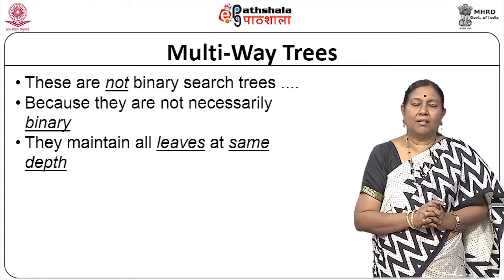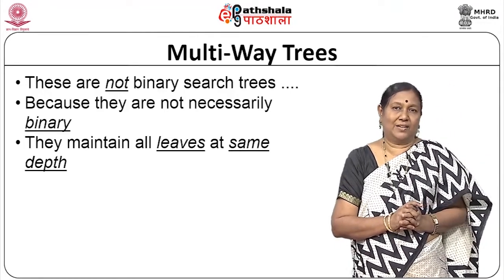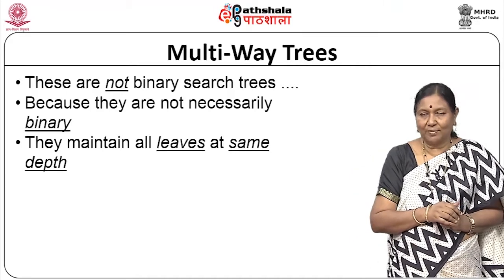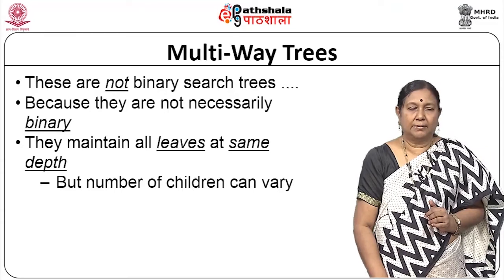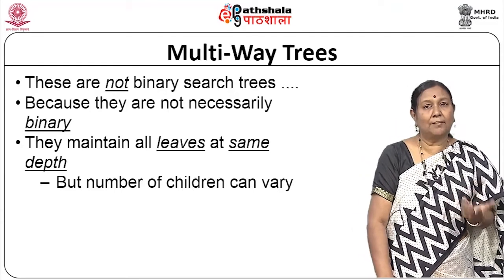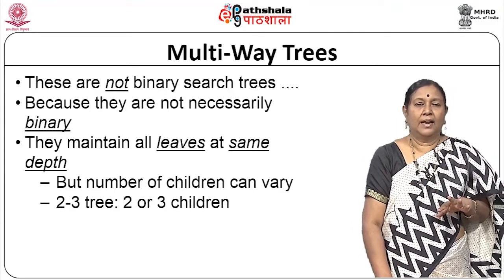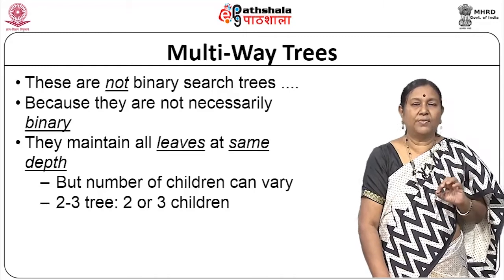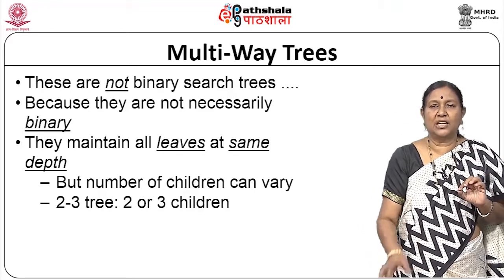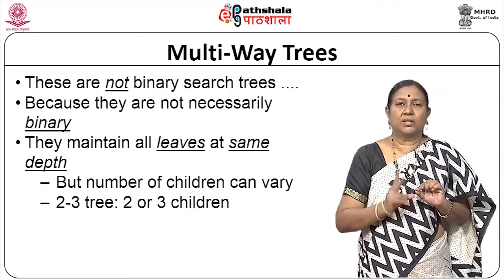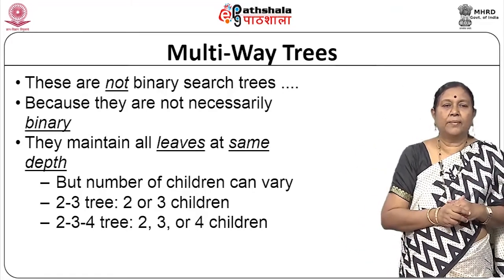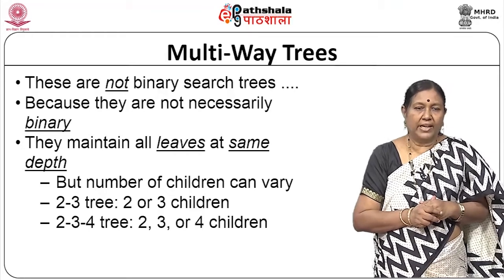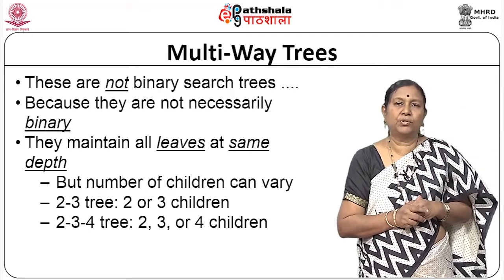They maintain all leaves at the same level. This is a little different from what we saw for binary search trees. They maintain all leaves at the same level, same depth, but the number of children can vary. In this module we are going to talk about 2-3 trees, that is each node can have 2 or 3 children, and later in the next module we will be talking about 2-3-4 trees, where each node can have 2, 3 or 4 children.